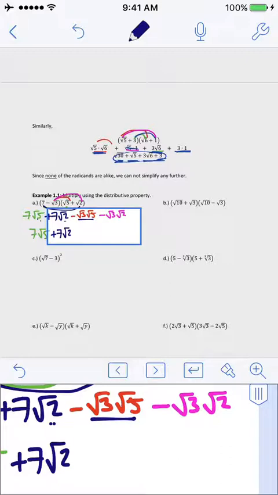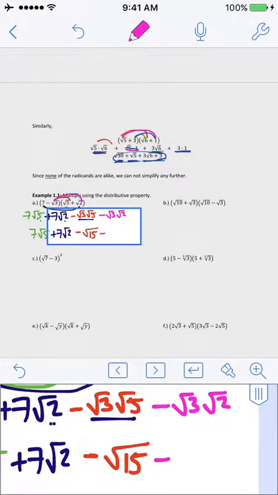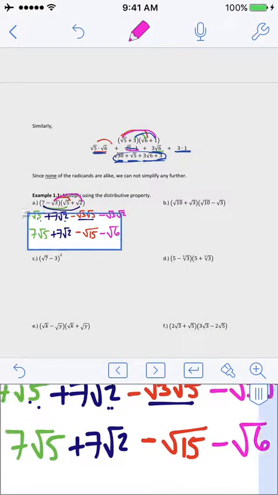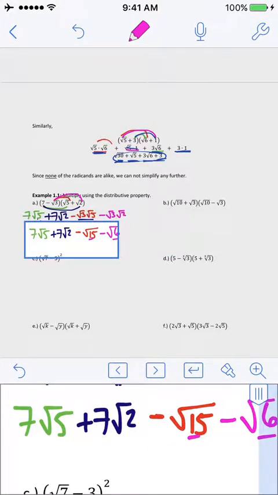Over here, I have negative root 3 times root 5. Same indices, so I can combine them into a negative root 15. Same concept in the pink: negative root 6. And since 15, 6, 2, and 5, none of those are the same number, that is my final product.